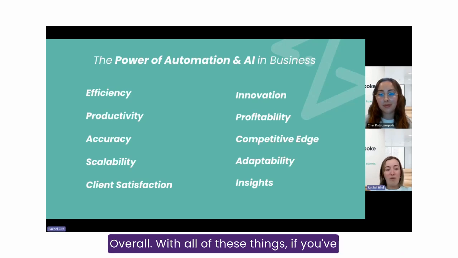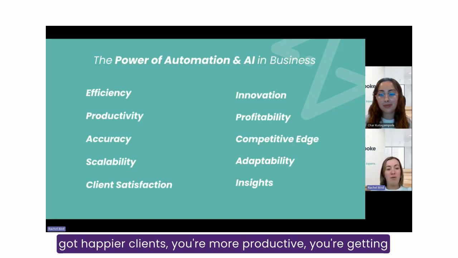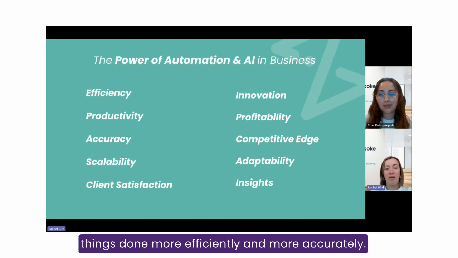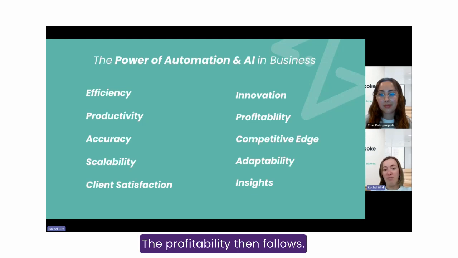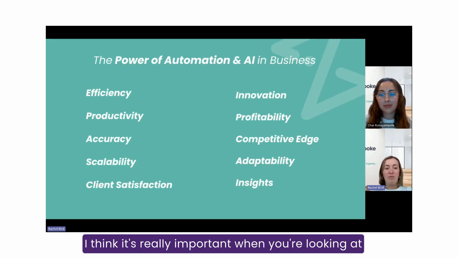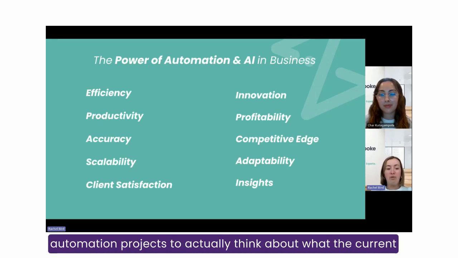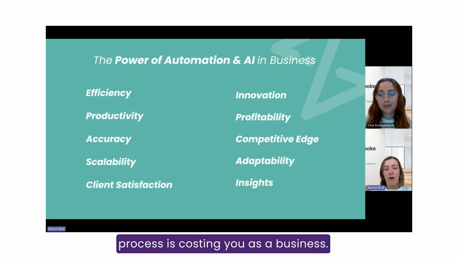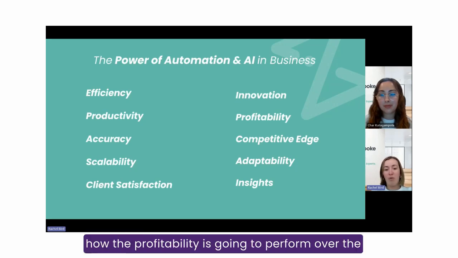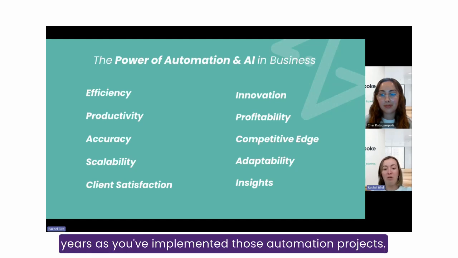With all of these things, if you've got happier clients, you're more productive, you're getting things done more efficiently and more accurately, the profitability then follows. So I think it's really important when you're looking at automation projects to actually think about what the current process is costing you as a business, and then that quite quickly makes it easy to calculate the return on investment on those projects. So then you can also see how the profitability is going to perform over the years as you've implemented those automation projects.